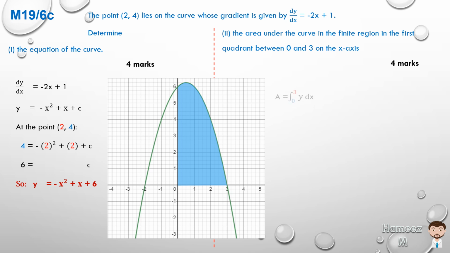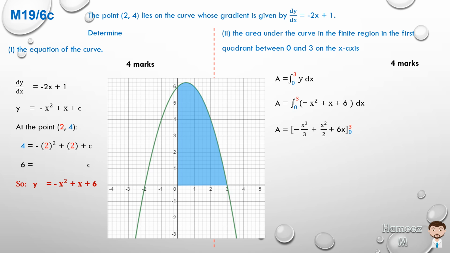So area under curve is equal to the integral of y dx between the limits 0 and 3. And we know y from part 1, so we can substitute. So area is equal to the integral from 0 to 3 of minus x squared plus x plus 6 with respect to x. And if we integrate, we're going to get minus x cubed on 3 plus x squared on 2 plus 6x plus c. But we don't need to write it because it will cancel out since it's a definite integral between the limits 0 and 3.